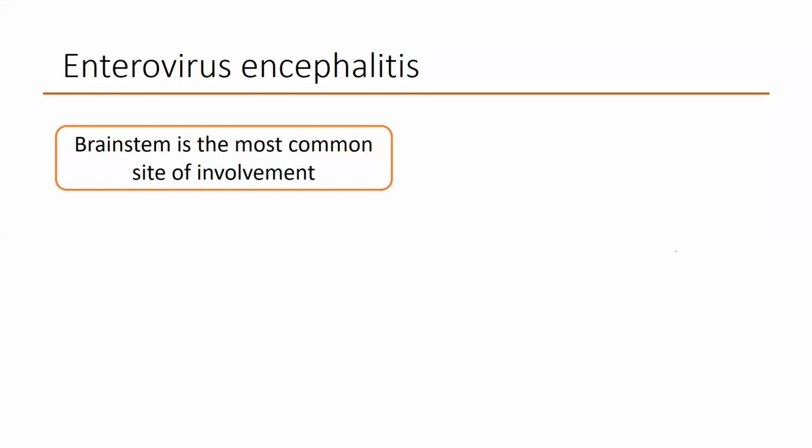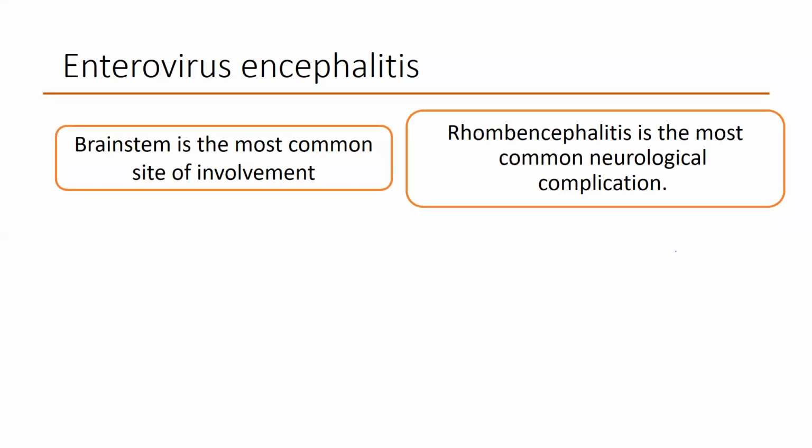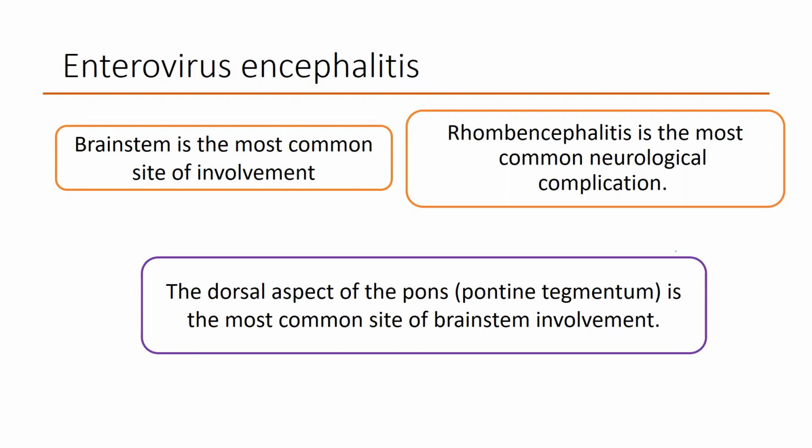So this is a patient with enterovirus encephalitis. Brainstem is the most common site of involvement in patients with enterovirus, and out of brainstem, the most common site is the dorsal pontine tegmentum. The most common neurological complication in enterovirus encephalitis is rhombencephalitis. Can you tell me which part of the cerebral cortex is affected in a patient with enterovirus encephalitis?